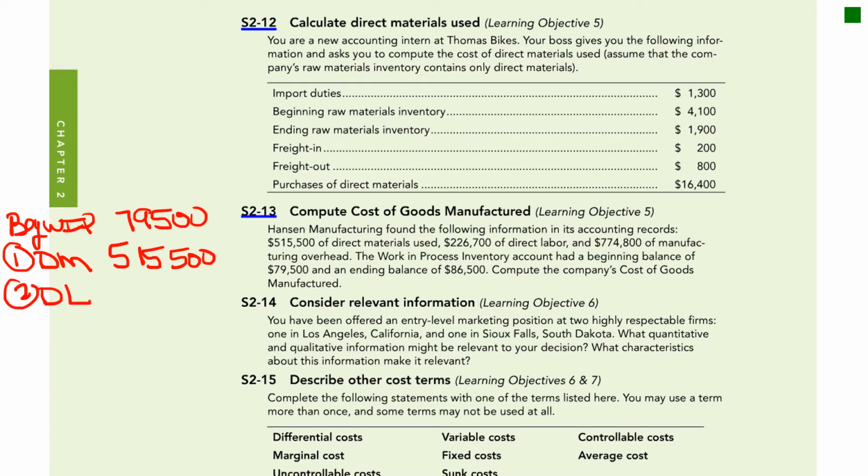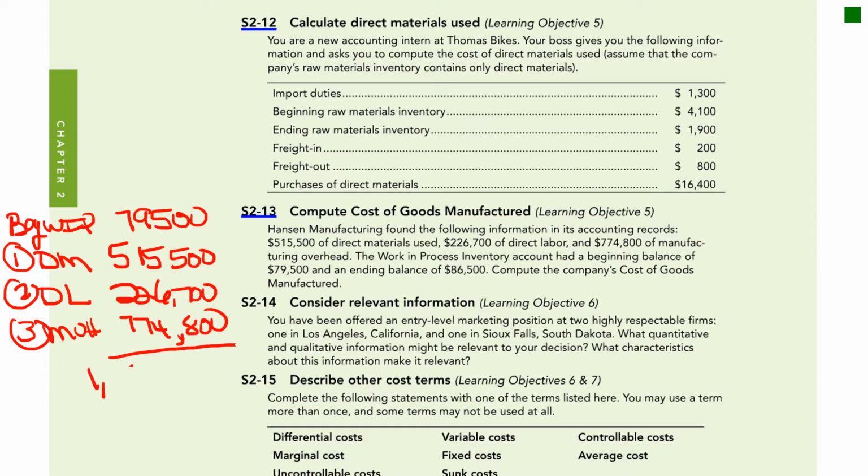We're then going to add in the direct labor. Direct labor is 226,700. So think of that as another plus. And then finally, your manufacturing overhead, which is 774,800. So again, these are your three product costs. So when you add that to the 79.5, you get about 1,596,500. That's your total cost to account for.